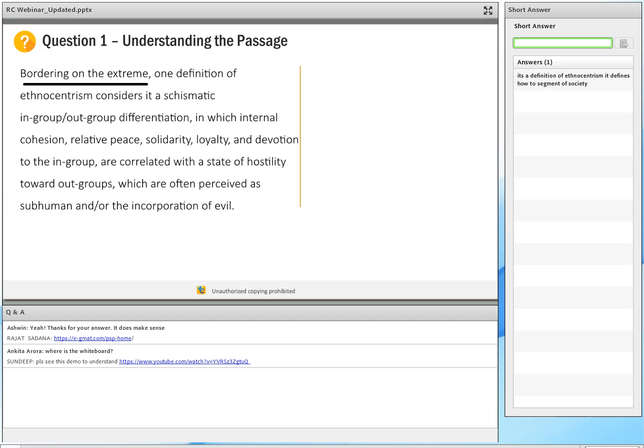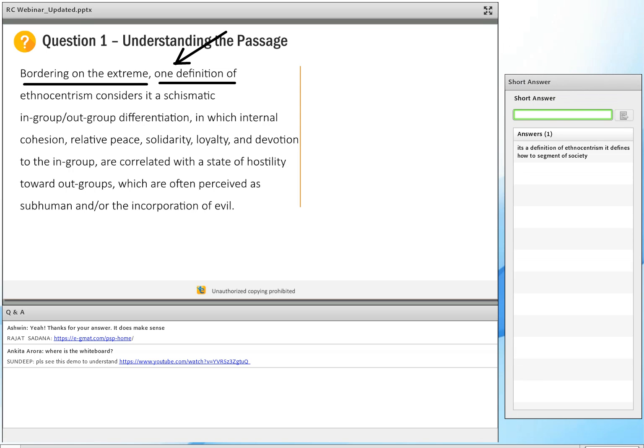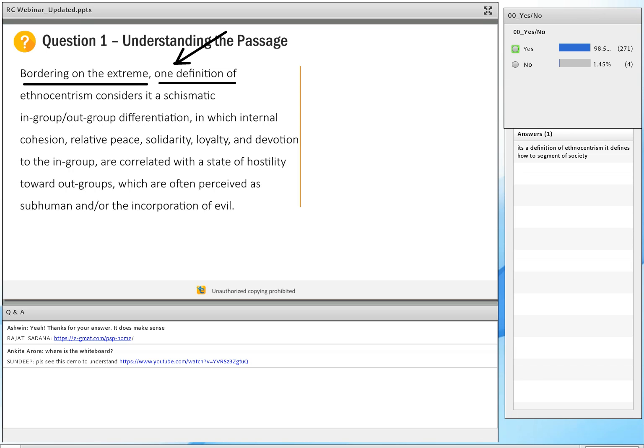Then he says "one definition of ethnocentrism." So when I read this part, what I get is it's not the author's definition, it's not the ultimate definition, it's one of the possible definitions of ethnocentrism. Okay, considers it XYZ. Now, how many of you, when you read just this part, inferred these two things? Just yes, no. How many of you, when you did this yourself, inferred that bordering on extreme means it's an exaggerated definition, and then it's one other definition that's not something the author may believe in? How many of you did that?